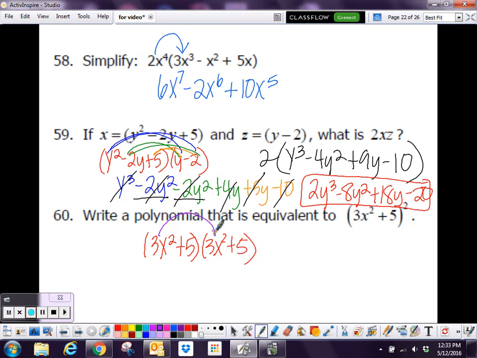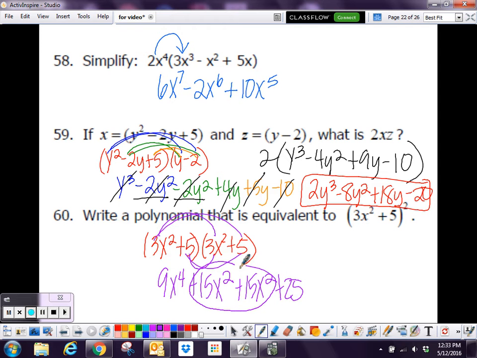So 3x squared times 3x squared, that's 9x to the 4th. 3x squared times 5 is plus 15x squared. Now I have 5 times 3x squared again, so that's again 15x squared. And then I have 5 times 5 is 25. We have a couple of like terms here in the middle. So that gets me 9x to the 4th plus 30x squared plus 25.